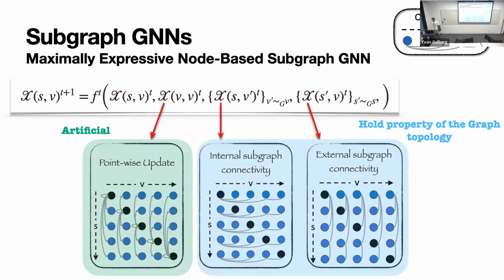A final note about this is that the pointwise update is kind of artificial. It's not very related to the topology of the original graph, but the internal and external connectivities do hold a property that is related to the original graph's topology.